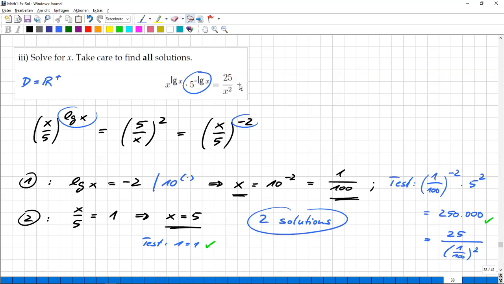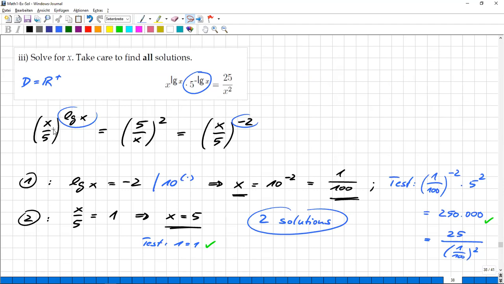Well, if I look here, it's very striking that 25 is the square of 5 and x squared is the square of x. So there's a similarity between both sides. And so in the end, I have x by 5, this quantity to the power of lg x, should be equal. And now, to put this in a slightly different form, 5 divided by x, this quantity squared. I just put the squaring outside.